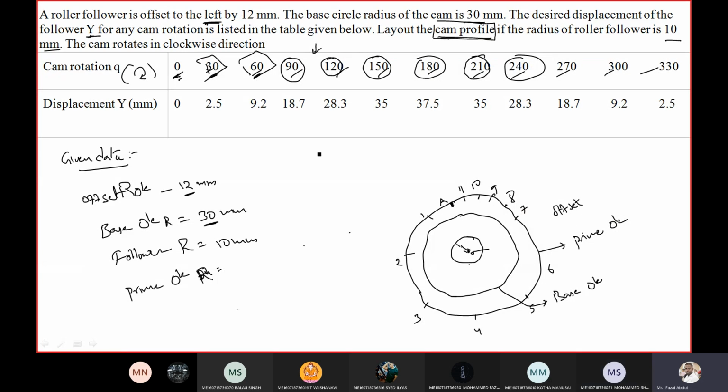Okay. So after denoting all the points, join all the points as a tangent to the offset circle. Tangent to the offset circle.